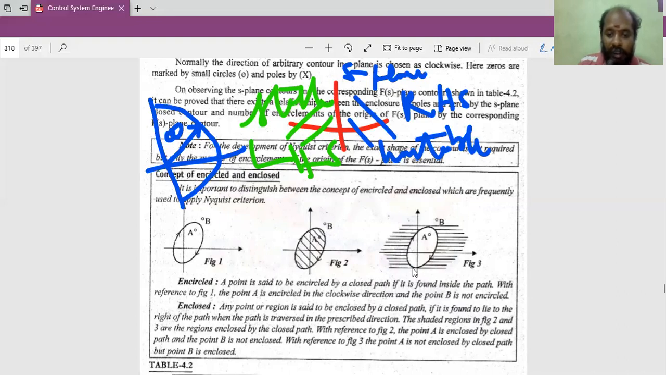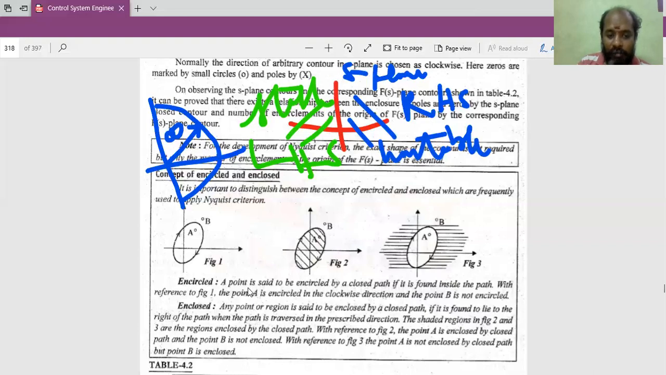But here you can see in figure 3, the shaded regions in figure 2 and 3 are the regions enclosed by the closed path. You can see it here. Both are in clockwise direction. So the shaded region in figure 2 as well as in 3 are the regions enclosed by the closed path. Referring to figure 2, the point A is enclosed by the closed path and point B is not enclosed.